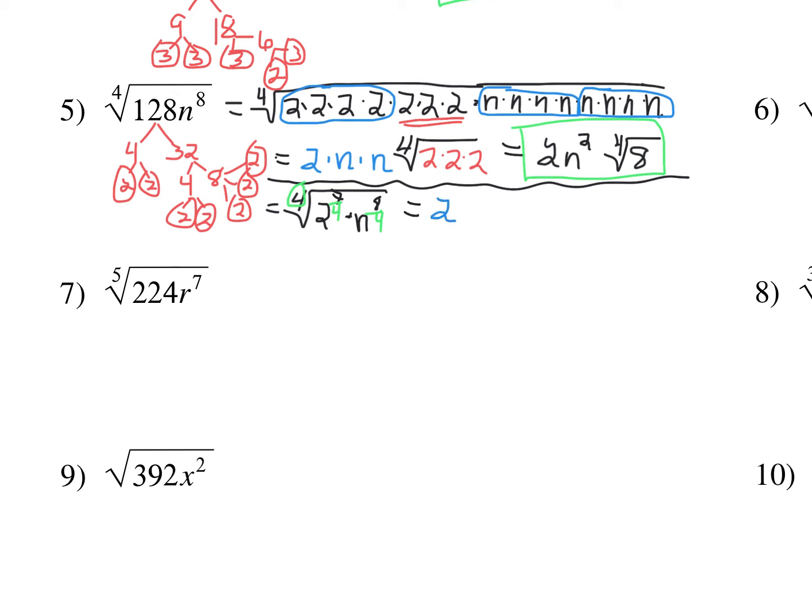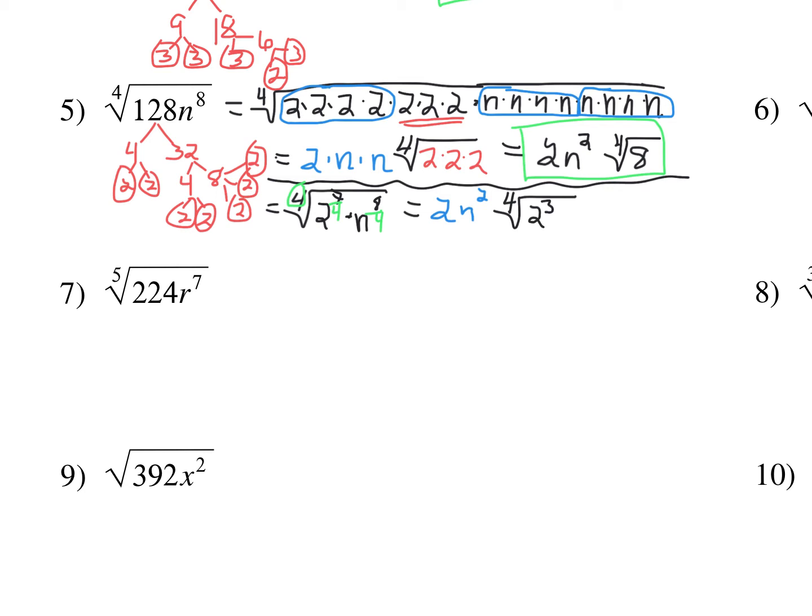And then underneath that 4th root, when I divide 4 into 7, 4 goes in there once with 3 left over. So that means I'm going to have 3 2s left underneath the 4th root. Then over here, 4 goes into 8 evenly twice. So because 4 goes into 8 twice, I'm going to have an n to the second because 4 went into 8 twice. There are no remainders, so there are no n's left underneath here.